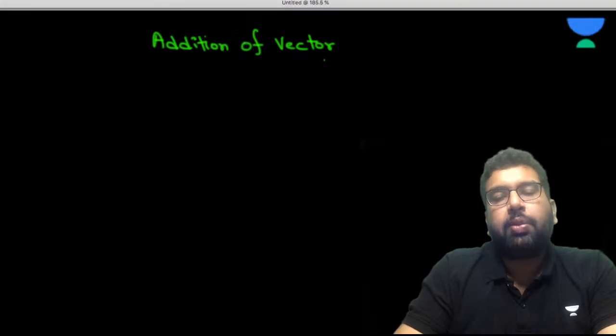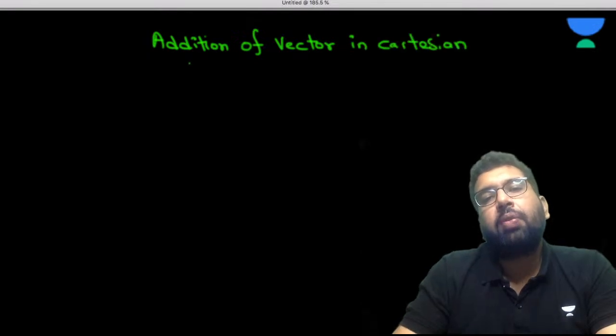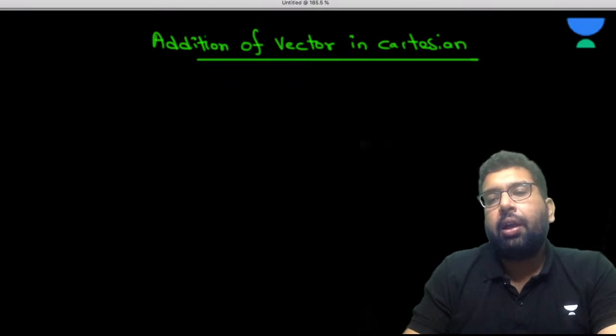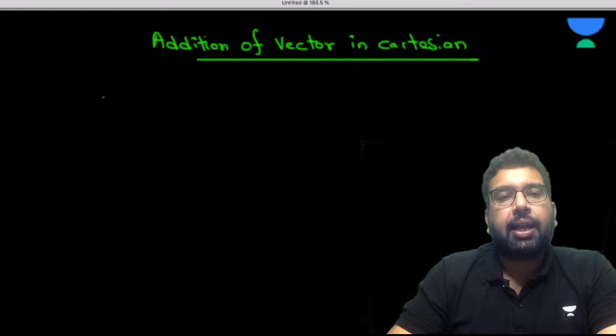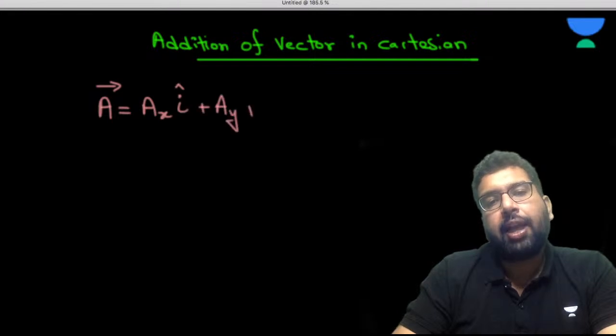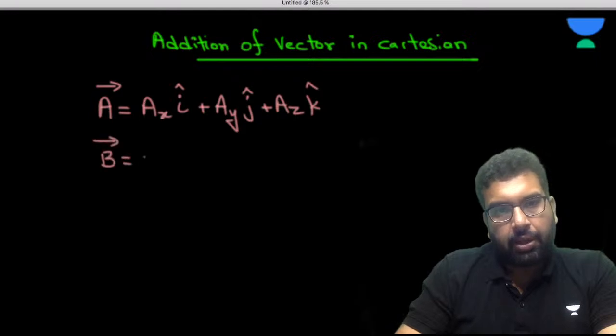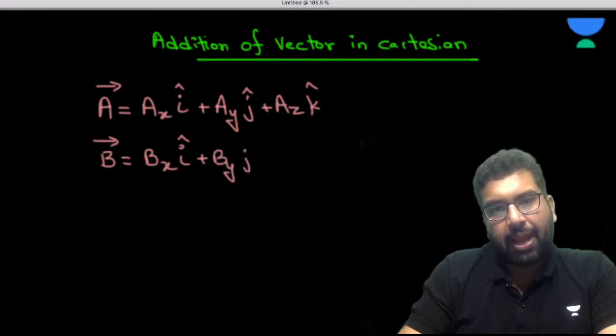Vectors are very easy to add in the Cartesian form. So, addition of vectors in Cartesian. How can we add vectors in the Cartesian form? Please understand this. Suppose vector a is ax i cap plus ay j cap plus az k cap, and vector b is bx i cap plus by j cap plus bz k cap.